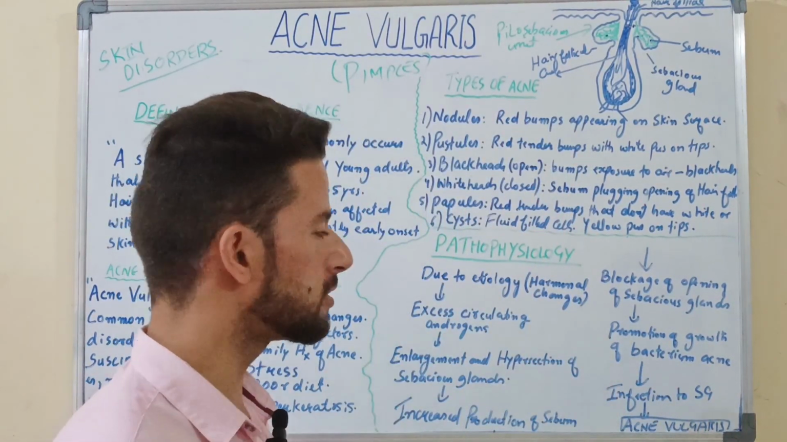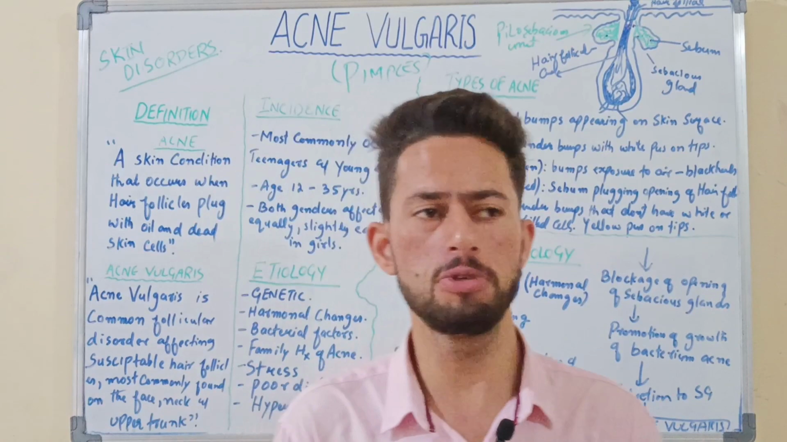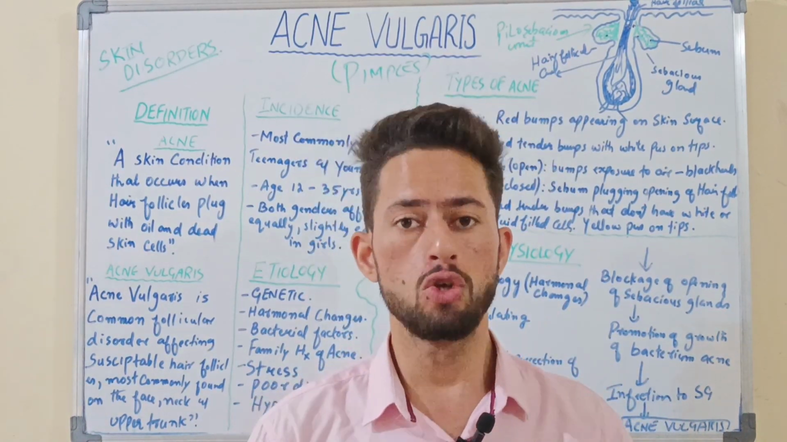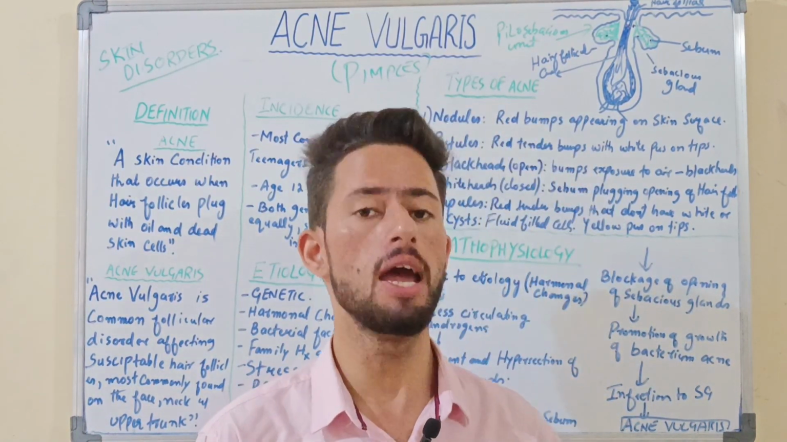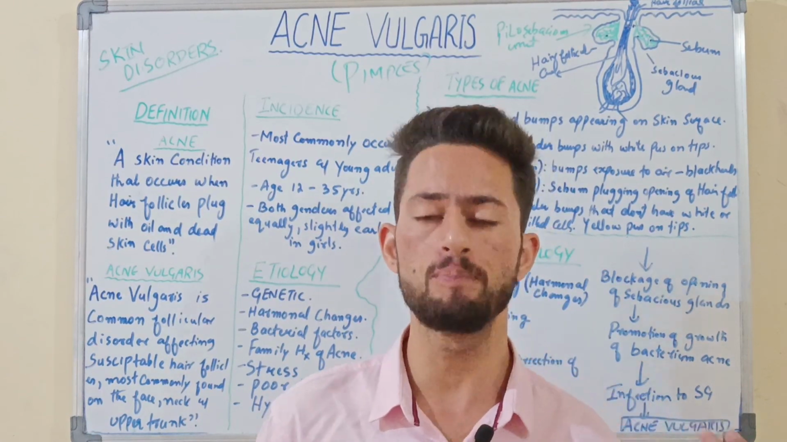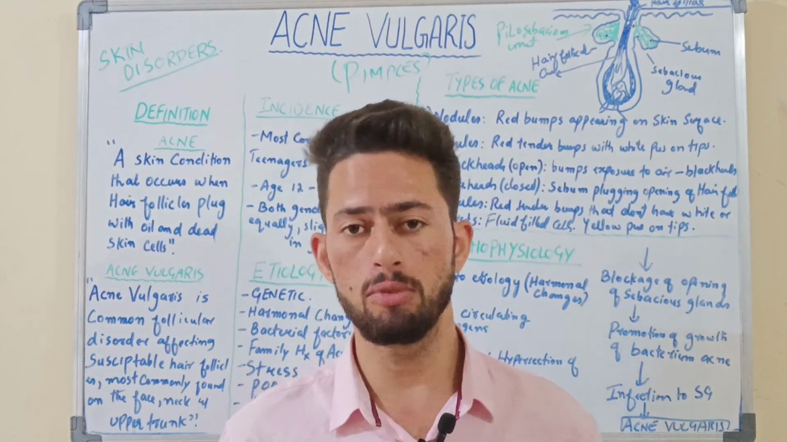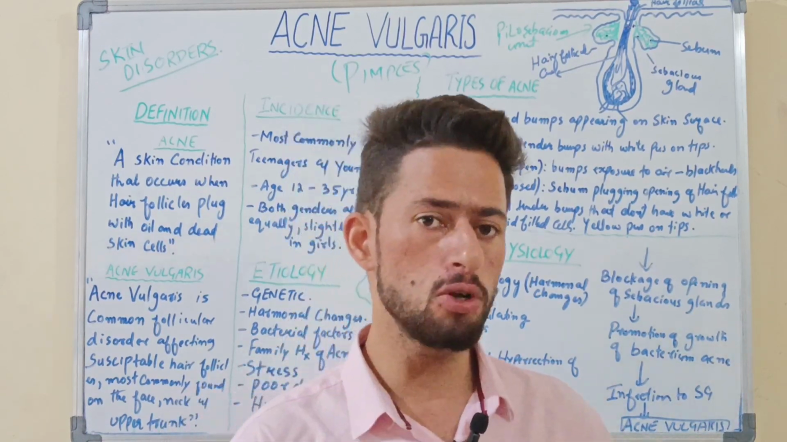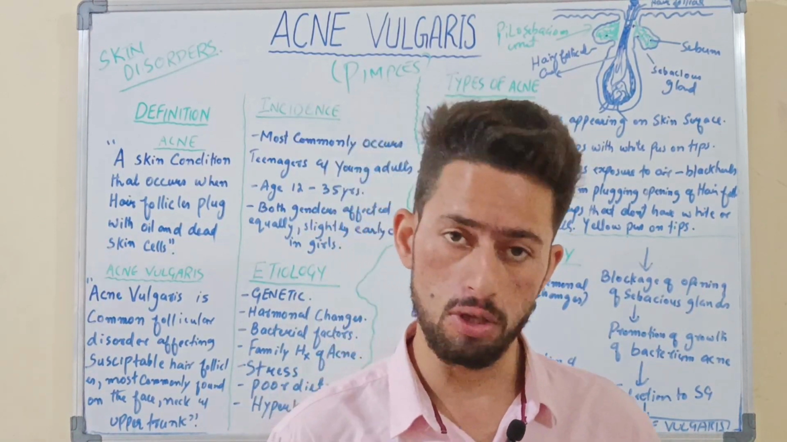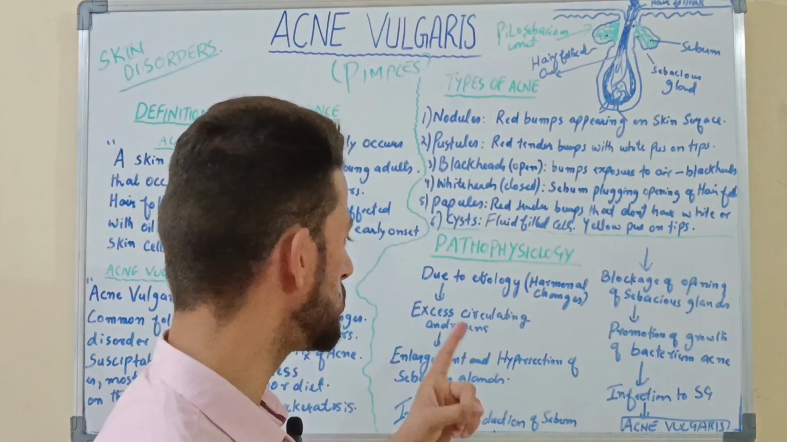Okay, so the first one is etiology. Etiology means hormonal change, understanding. So hormonal change, for example, androgens. When there is hypersecretion of the androgen hormone, जब androgen hormone बहुत ज़्यादा secrete हो रहा है, this androgen hormone may stimulate, understanding.